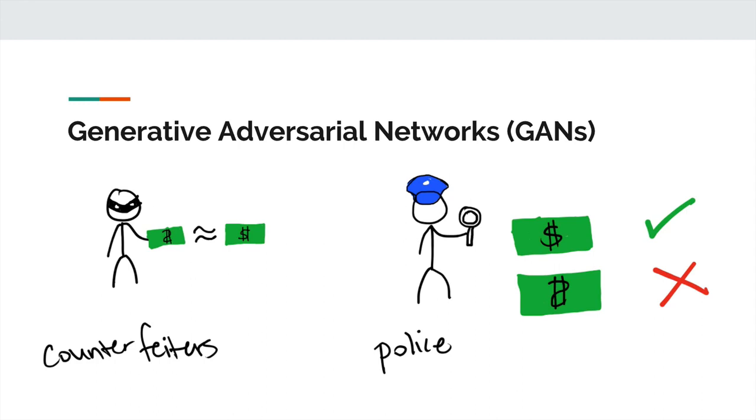So first, let me take a second to build the intuition behind the point of GANs and how they actually work. A classic example that's used to explain generative adversarial networks is a game between counterfeiters and the police. The job of the counterfeiters, as I've drawn quite poorly on the left, is to try to make fake money that looks almost identical to real money. And the police, their job is obviously to figure out which money is real and which money is fake.